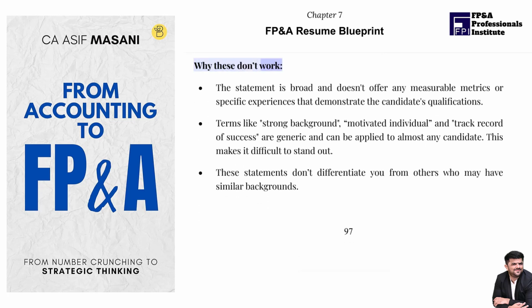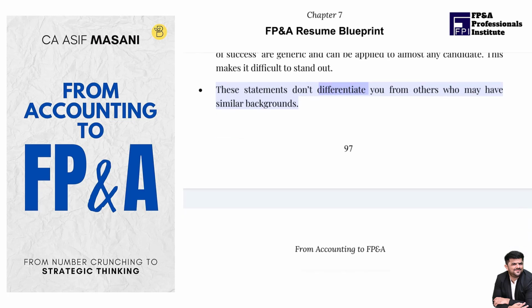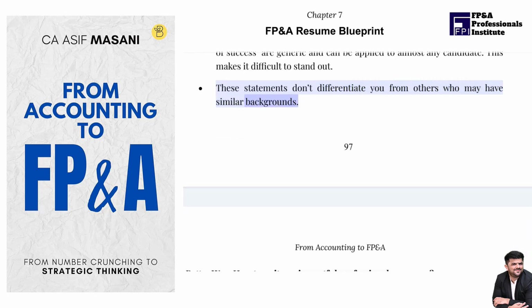Why these don't work? The statement is broad and doesn't offer any measurable metrics or specific experiences that demonstrate the candidate's qualifications. Terms like strong background, motivated individual, and track record of success are generic and can be applied to almost any candidate. This makes it difficult to stand out. These statements don't differentiate you from others who may have similar backgrounds.